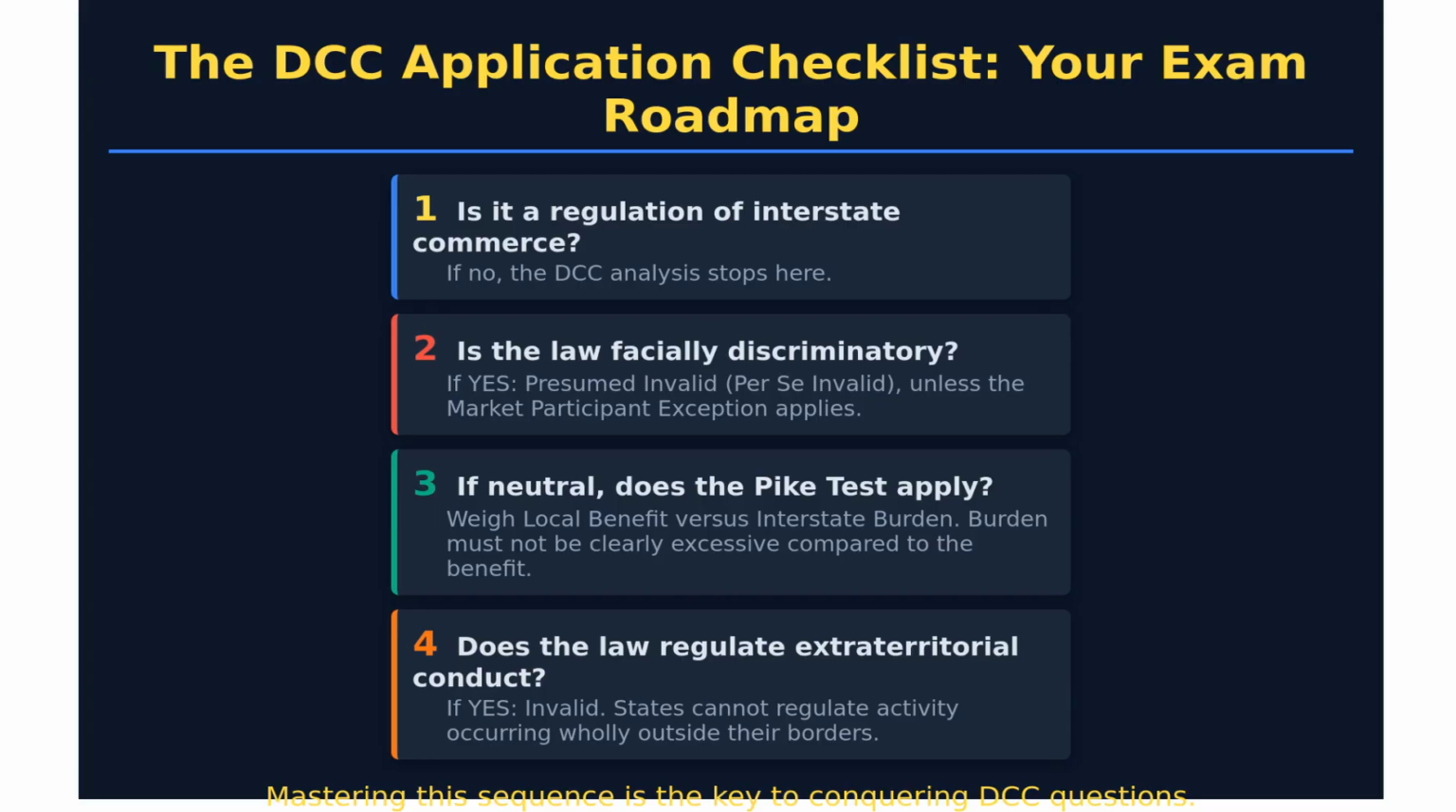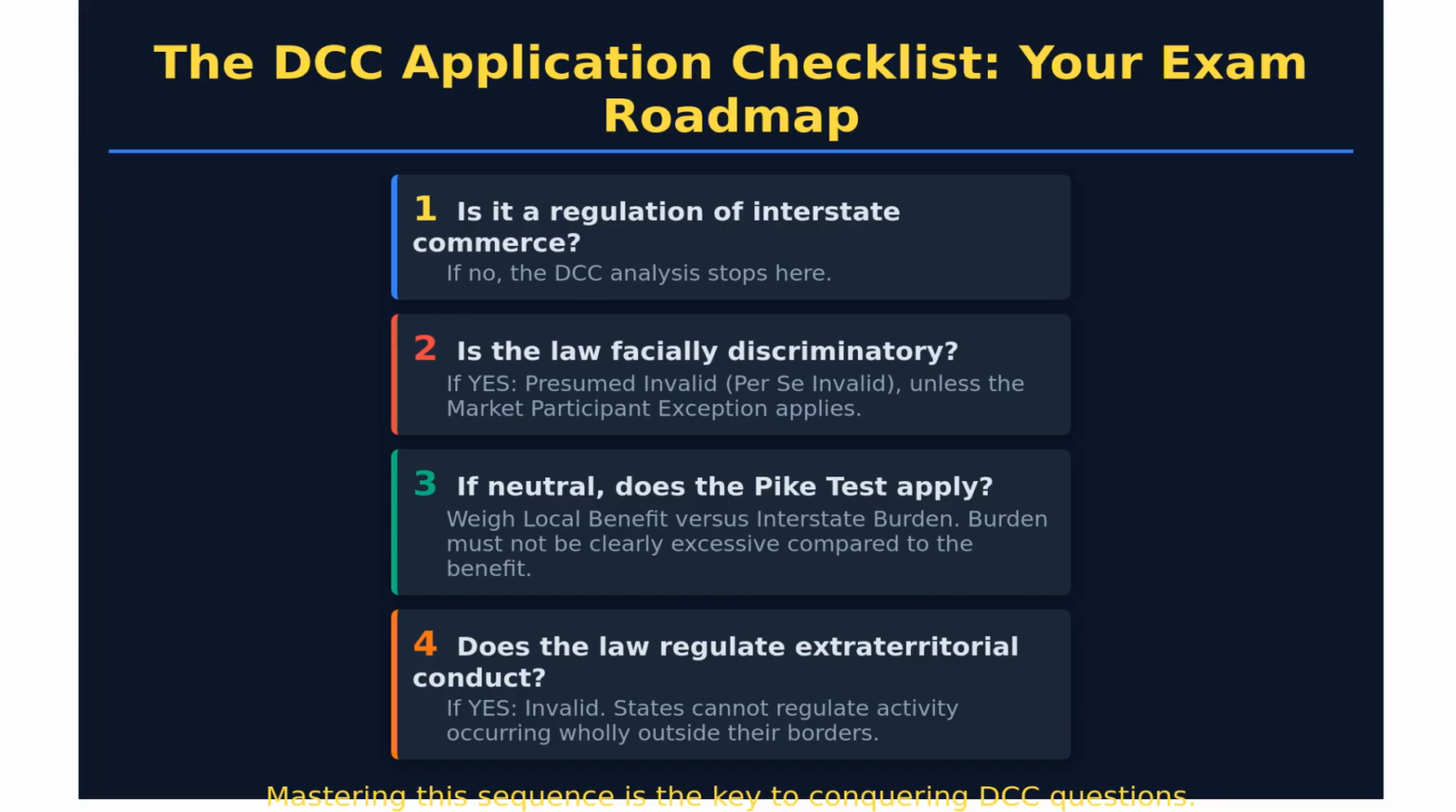consolidate everything into the essential tool for exam success, the Dormant Commerce Clause Application Checklist. Mastering this four-step decision tree is crucial. First, ask, is the state action actually a regulation of interstate commerce? If the answer is no, the Dormant Commerce Clause does not apply. Second, if it is a regulation, is the law facially discriminatory? If yes, the law is presumed invalid, subject only to the narrow market participant exception.